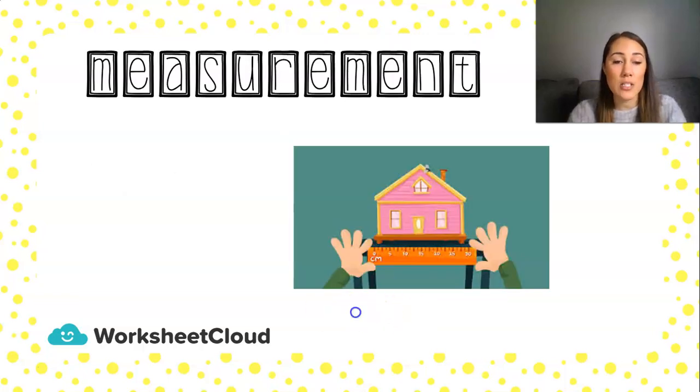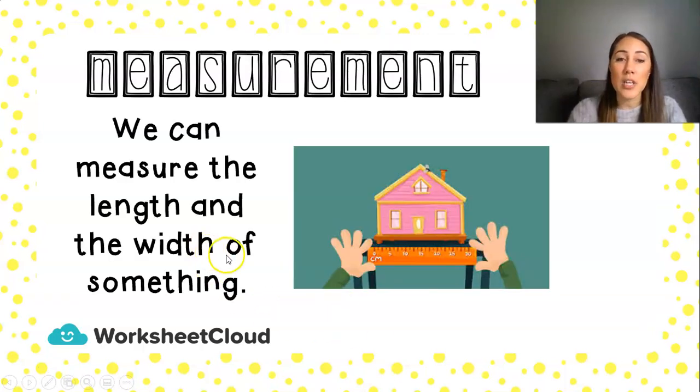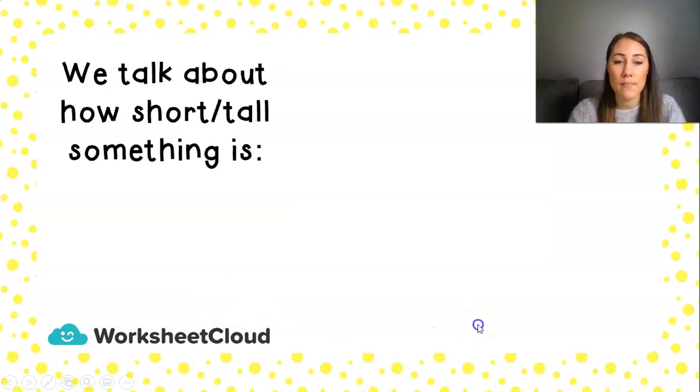So, measurement just means that we can measure the length and the width of things that are all around us. We can compare them to see how long something is or how short it is, or which one is longer or which one is wider. And we're going to look at all those words that we use when we look at measurements.